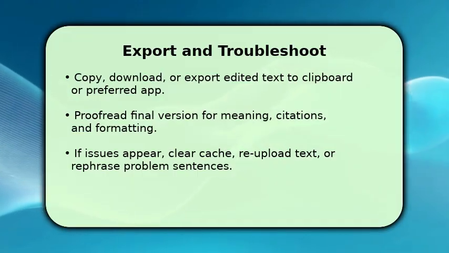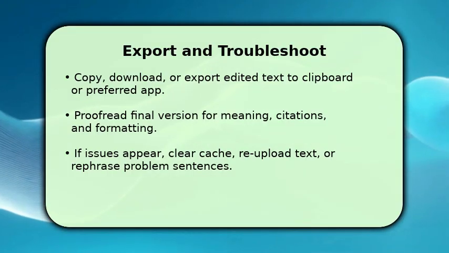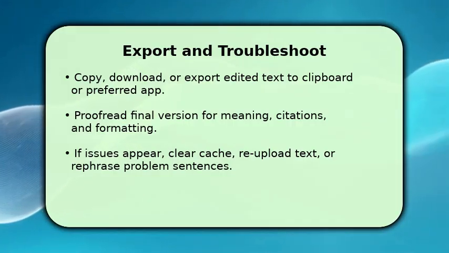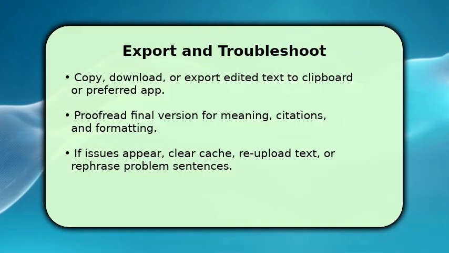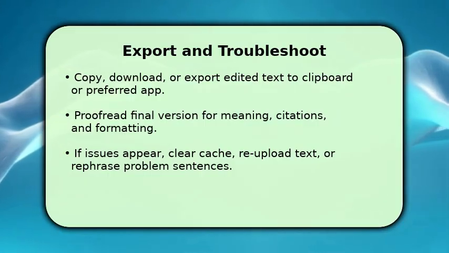You should proofread once more to confirm meaning, check citations, and restore any formatting lost during paste. If Quillbot misses fixes or shows errors, first clear your browser cache and retry, then re-upload the text. If problems persist, rephrase the problematic sentence and rerun the check. Sometimes restructuring prompts better suggestions. This final loop ensures a clean, reliable result and gives a quick troubleshooting path.